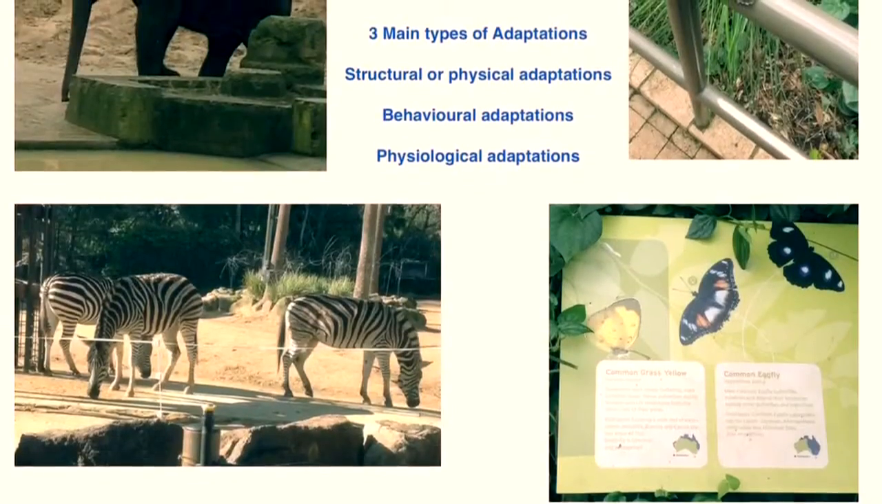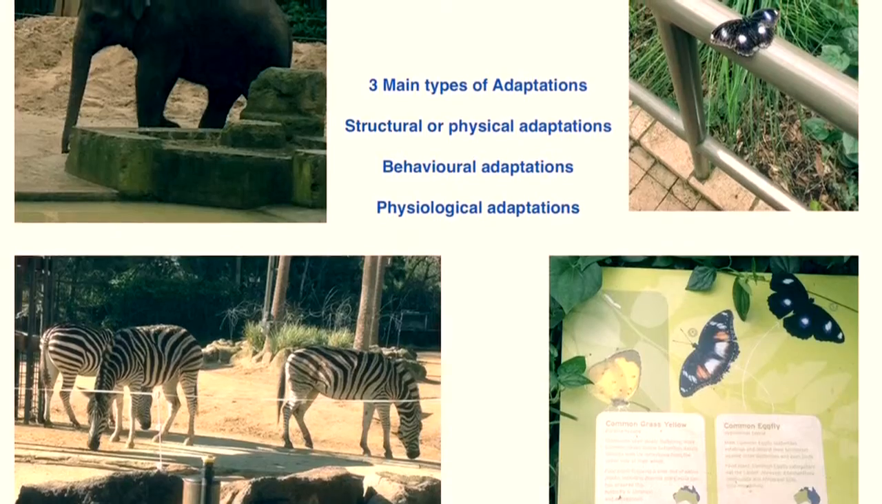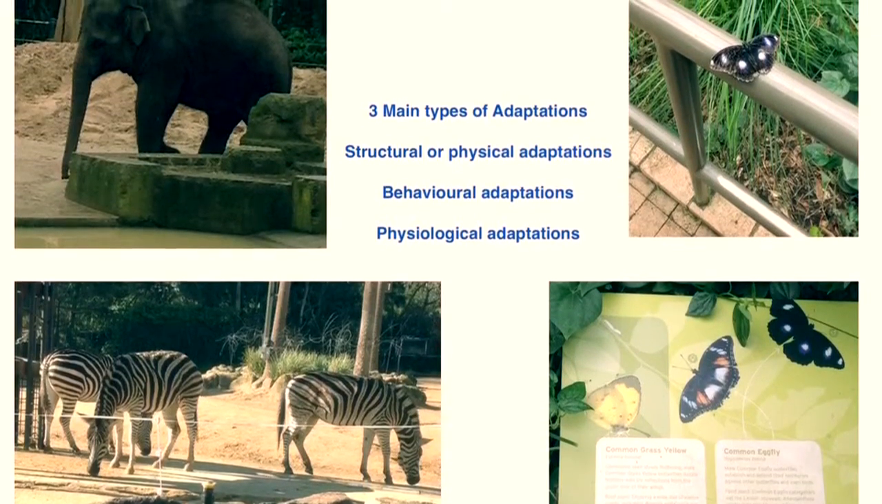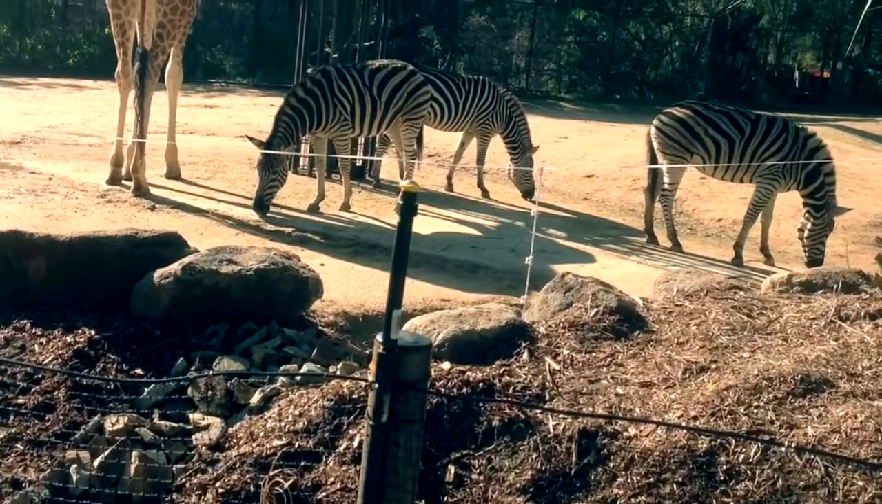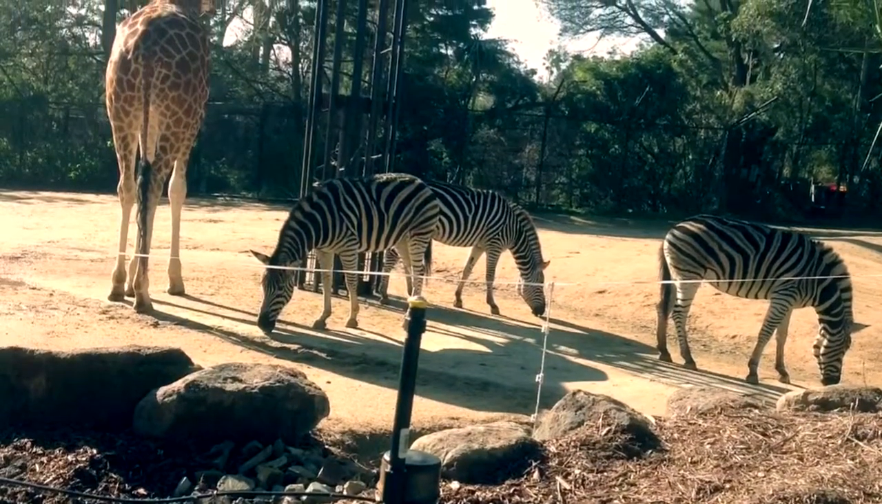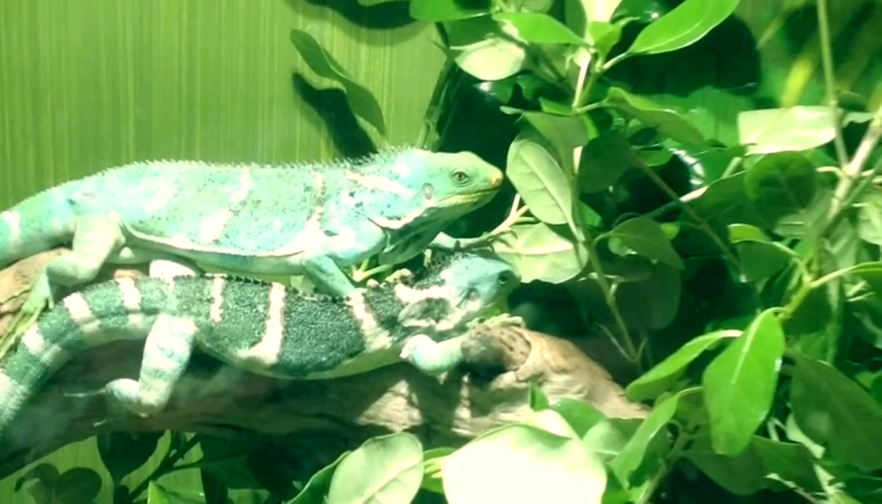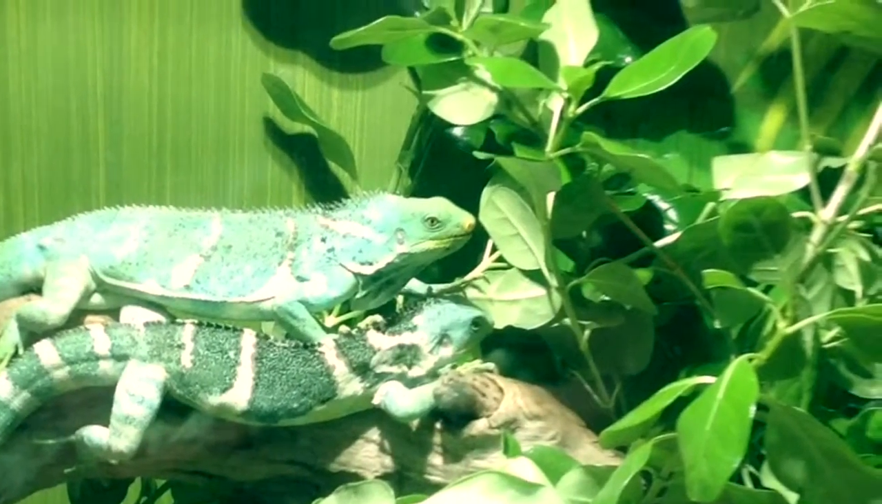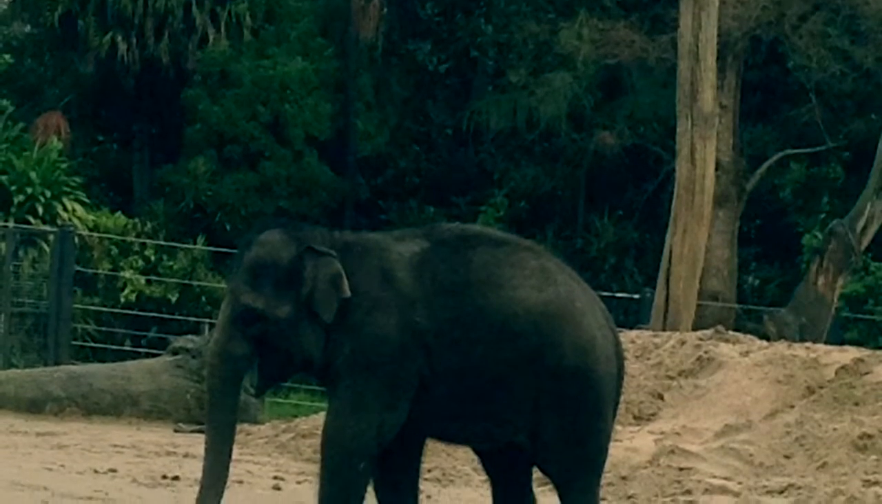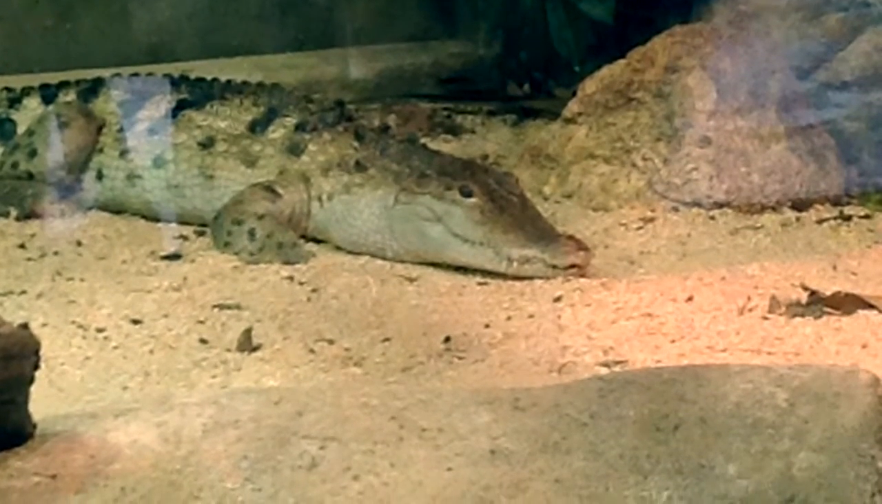An adaptation is known as a trait that allows an organism to live in a particular place in a particular way. There are three main types of adaptations: structural or physical, which is a change in the structure or physical appearance of an organism to aid its survival; behavioural, which is a change in the behaviour of an organism to aid its survival; and physiological, which is a change in the process an organism undertakes to aid its survival.